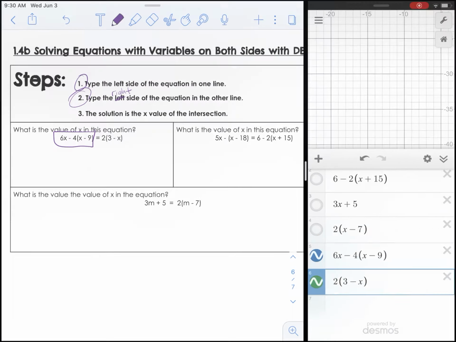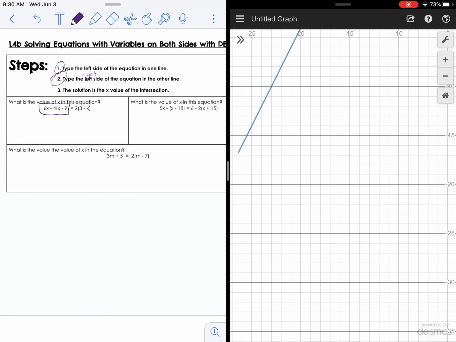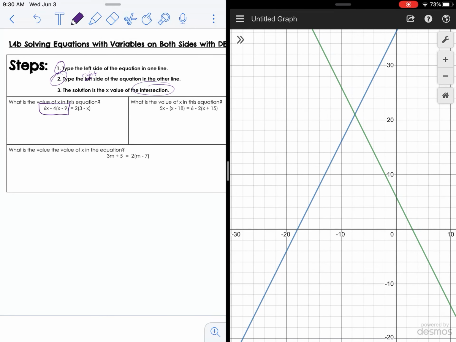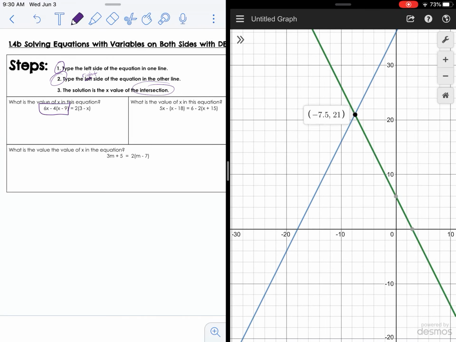Okay, and then I'm going to make this a little bigger, but I'm going to find where there's an intersection, so where they cross. So the x value where they cross is going to be my x value. If I click on that, it says that we have an intersection at negative 7.5 and 21. And I'm looking for x, so I'm going to take the first number of that coordinate. So x equals negative 7.5.